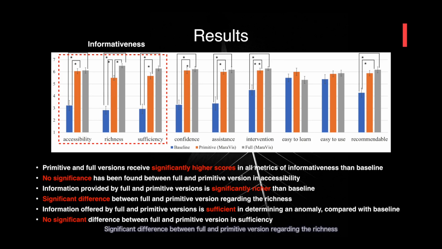And there is a difference between the two versions regarding the richness. Information offered by both versions is sufficient in determining an anomaly compared with the baseline, and no significant difference between full and the primitive version in sufficiency.